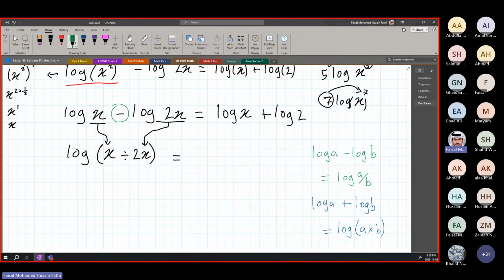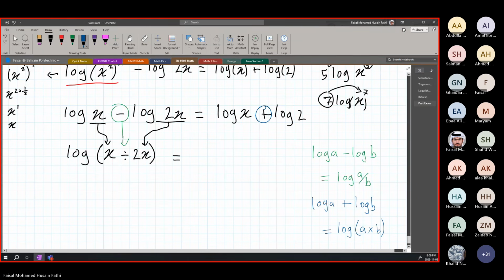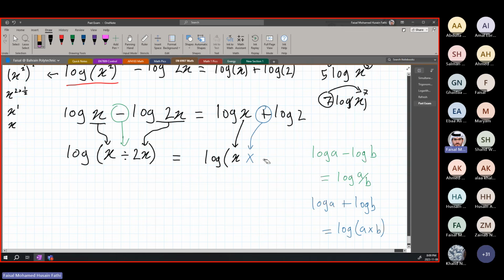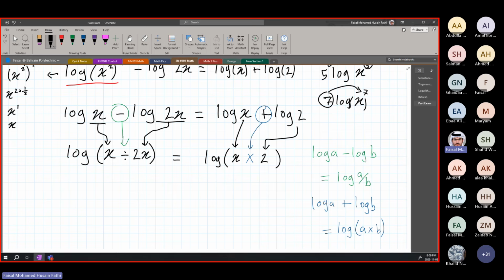And the minus turns into division inside the log. Okay, and then log of x plus, we have here the plus. What does plus mean? Inside the log it's going to become multiplication. We say log of x plus, which is times in here, of times 2. And that's it. Okay? So far so good. So far it's very simple. We didn't do anything fancy, we're just applying the log rules.